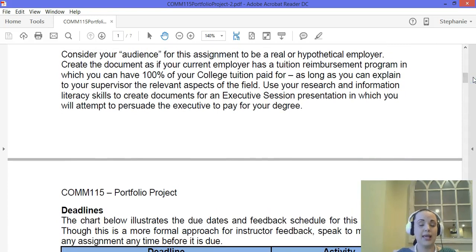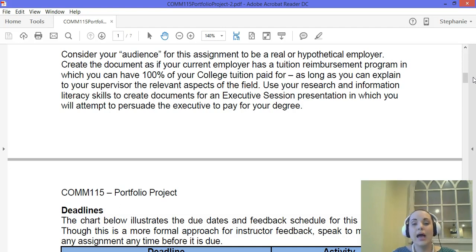Like I said, this paper is ultimately going to be a 3 to 4 page double-spaced paper following proper APA style guidelines. So you're going to need a title page, 3 to 4 pages of double-spaced content, using 12-point font size, Times New Roman on the font, and then a reference page as well.